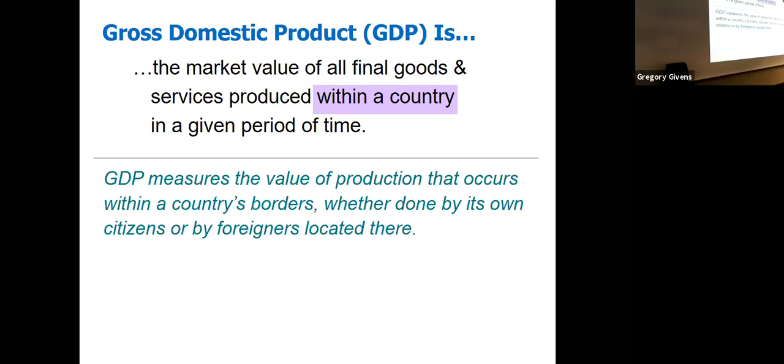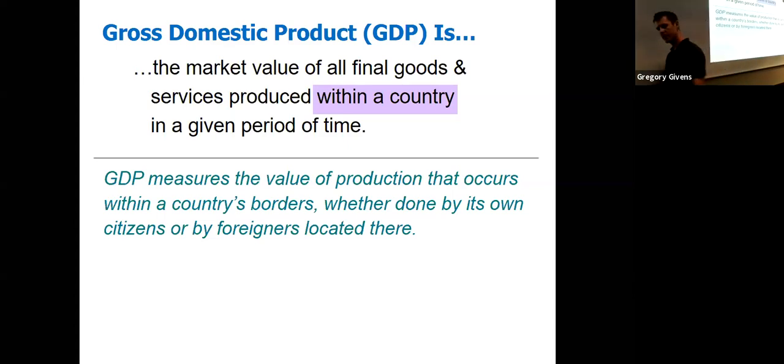A French chef working in Paris comes to New York for the year. The market value of the meals that are prepared at that restaurant in New York are counted as part of US GDP, despite the fact that the chef is a citizen of France. It's not part of French GDP, right? If I were to quit this job and go and move to Paris and open up a coffee shop, right, the value of my services or the amount of income that I make in Paris would count towards France's GDP, not US GDP.